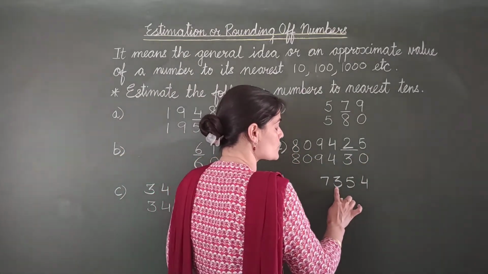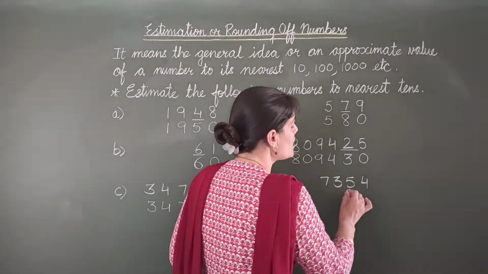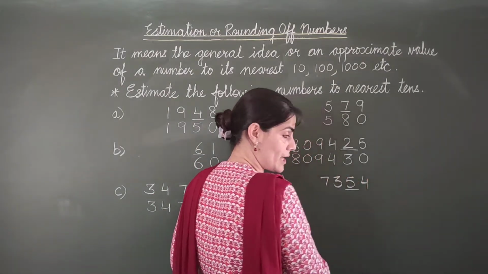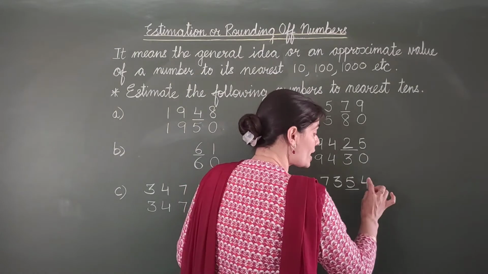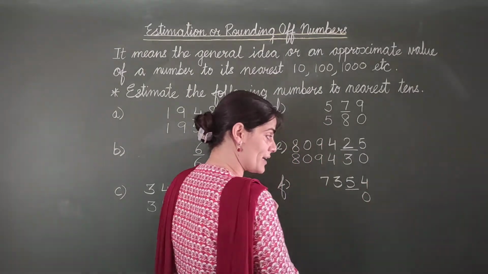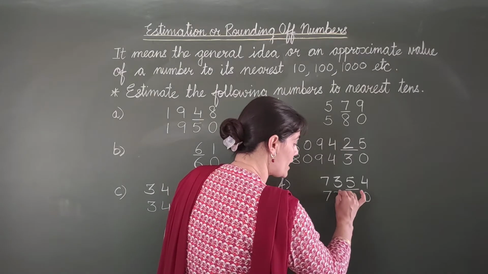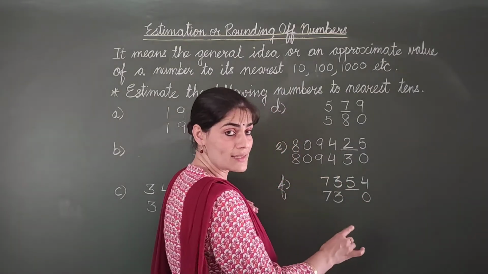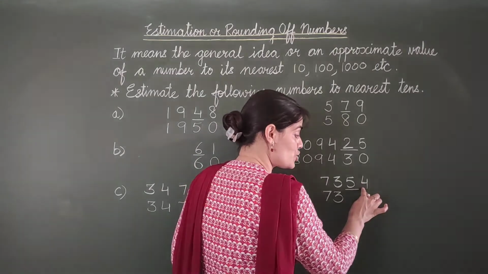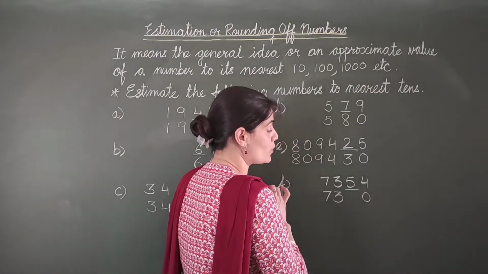This is 7,354. I underline the digit at tens place and the digit at smaller place is replaced by a 0 and the digits at larger places will remain unchanged. They'll be written as it is. Now I check the digit at ones place and what do I find?